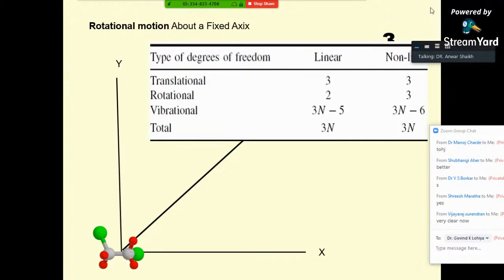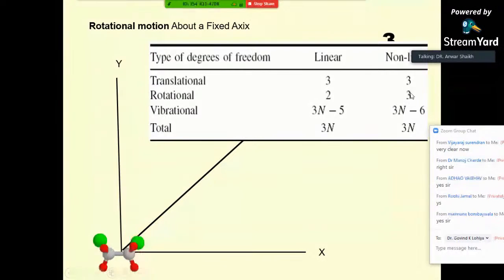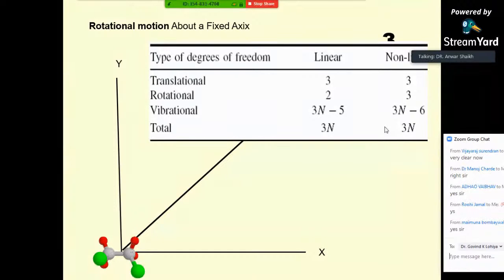So I was talking about the rotational motion which is possible for the non-linear molecule. It can rotate along any axis x, y, and z. So it has got 3 degrees of rotational freedom and 3 degrees of translational freedom. If you want to calculate the vibrational freedom for a non-linear molecule, we have to subtract translational and rotational from the total.